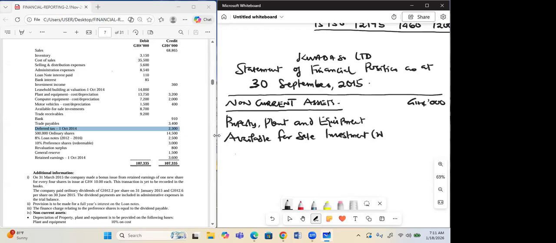Working number 8. And then the final answer was 8,400, right? Working number 8. And the figure was 8,400. Then we can come down and go to our current assets.